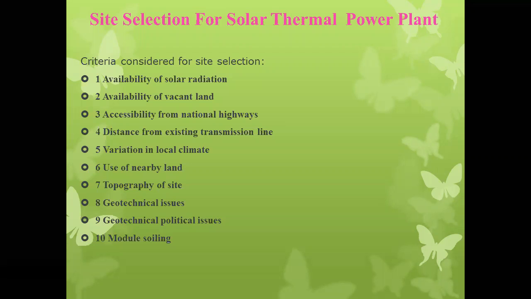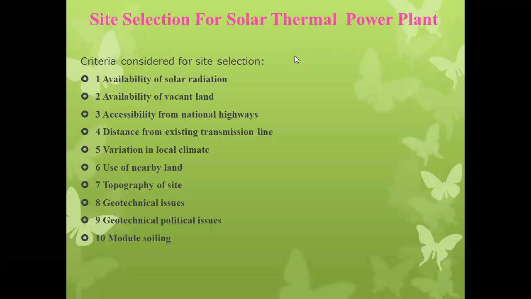As we have discussed so many times, what is the significance of any site which is nearer to the highways. We already know. Then the distance from the existing transmission line. This is also an important part, because we have to supply the electrical power to the consumer. Variation in local climate also we have to study.